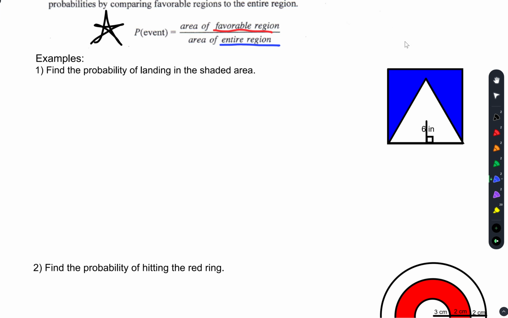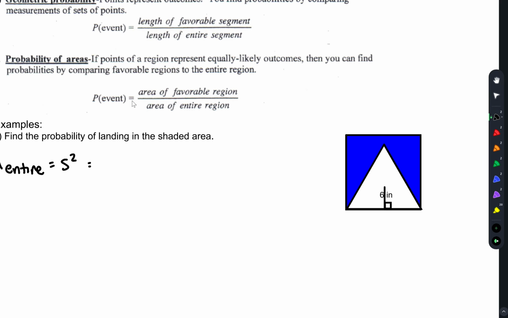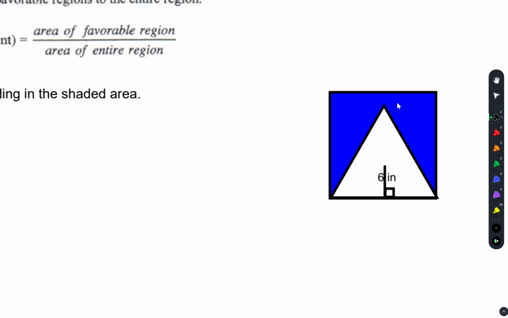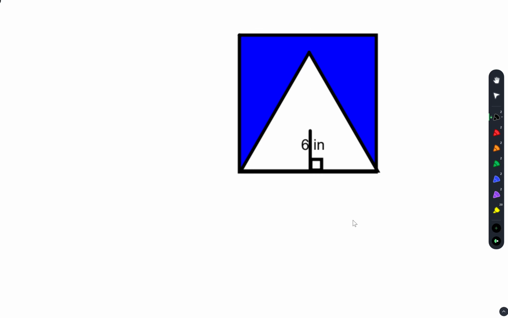So in example 1, it says find the probability of landing in the shaded area. So the first thing we have to do is figure out what is the size of that entire dartboard, quote unquote, because we're imagining throwing a dart still. So the entire shape, the entire silhouette here is a square. So I'm going to call this the area of the entire shape, which I know is side squared because it's a squared. And now we need to figure out what is the length of that side. So I'm going to zoom in here. And we're going to use what we know to figure out the area of this square.